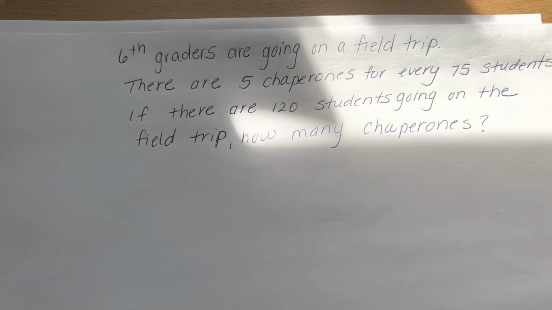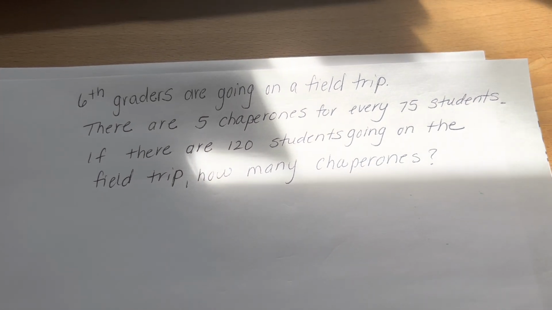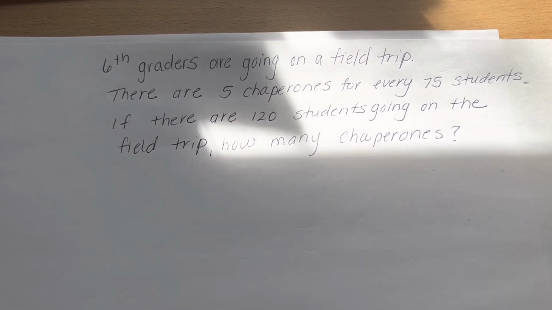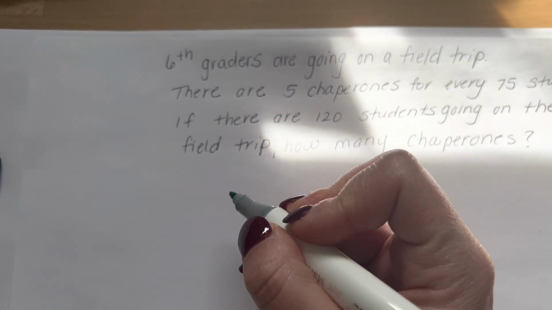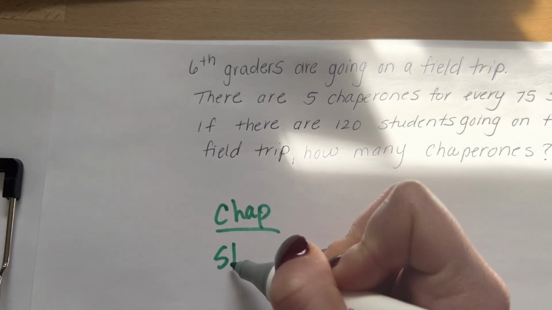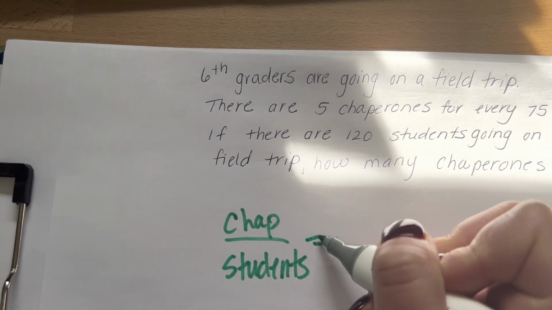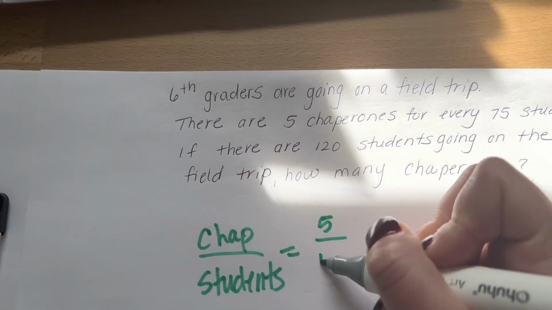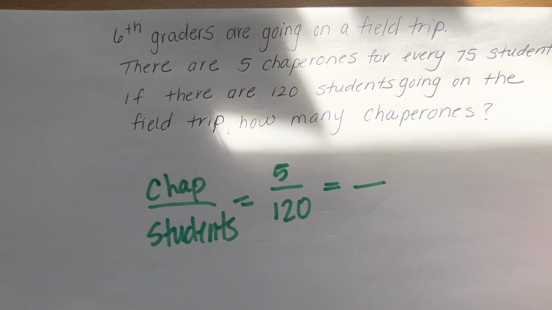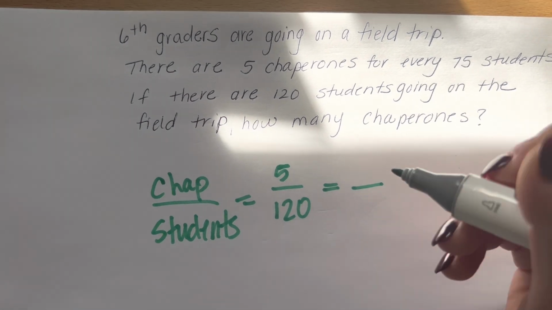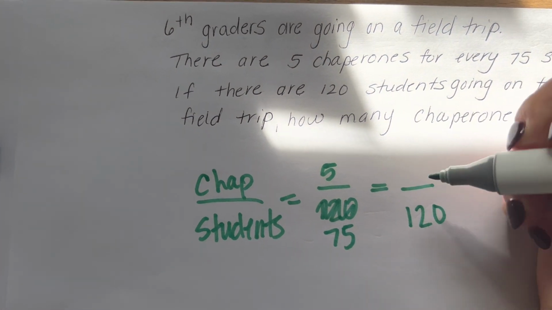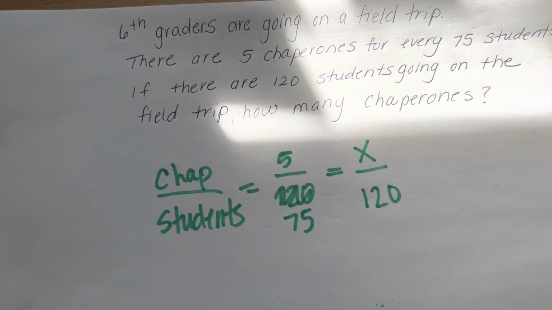6th graders are going on a field trip. There are 5 chaperones for every 75 students. If there are 120 students going on the field trip, how many chaperones? So first I'm going to set up my ratio, which I know I have chaperones to students. And it says 5 chaperones for every 75 students. My second ratio, I have 120 students and I'm solving for the number of chaperones.